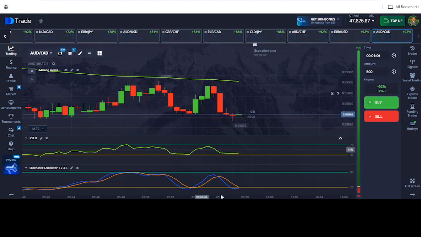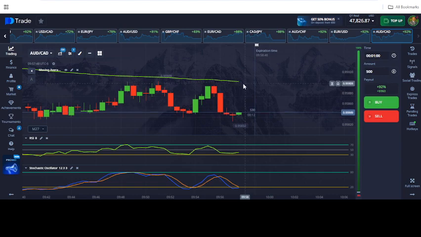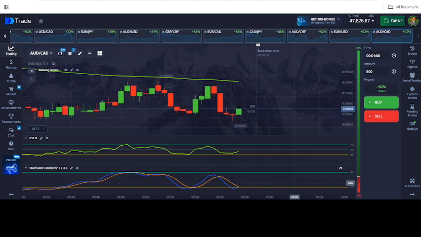Okay, you have to have all three confirmations. Candles are below the 150 EMA line here, which is the general trend, and you see the line here is sloping downward. Okay, so I'm going to pause the video and look for the next setup.